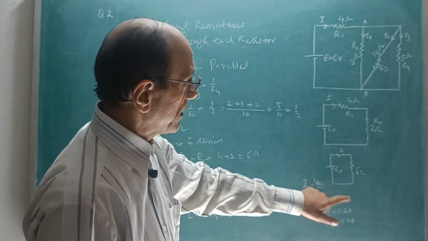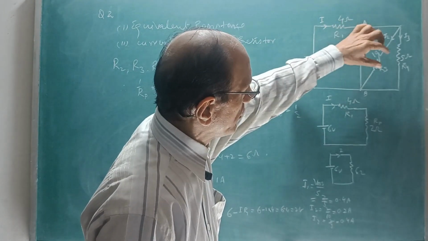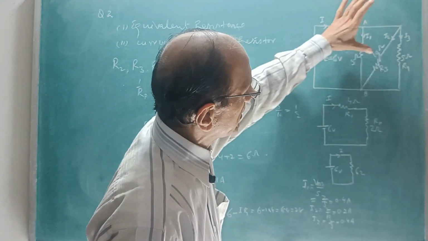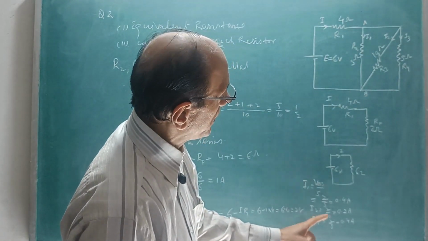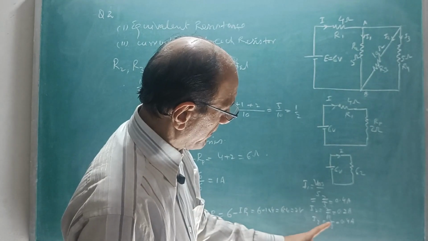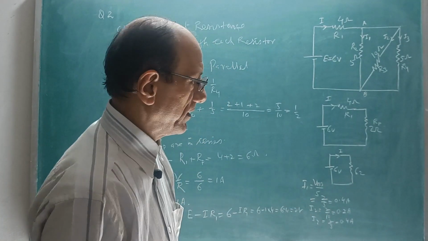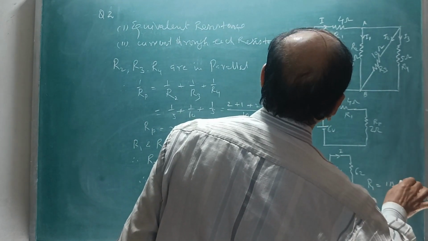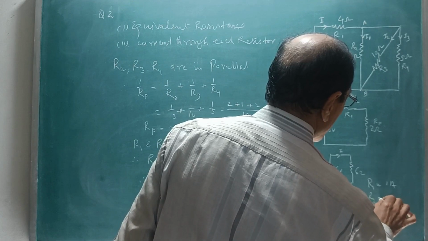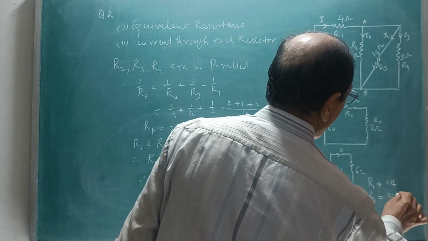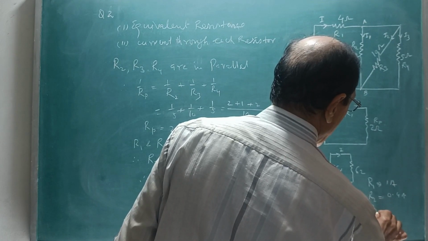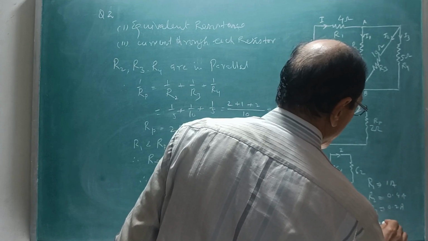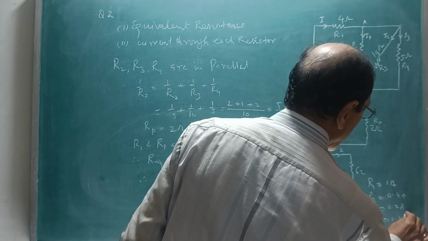So now the current will be VAB divided by 5, for R2, that is 2 by 5, that is 0.4 ampere. Similarly for R3, this will be 2 divided by 10, that is 0.2 ampere. And for R4, it is 2 divided by 5, that is 0.4 ampere. So the current through R1 is 1 ampere, R2 is 0.4 ampere, R3 is 0.2 ampere, and R4 is 0.4 ampere.